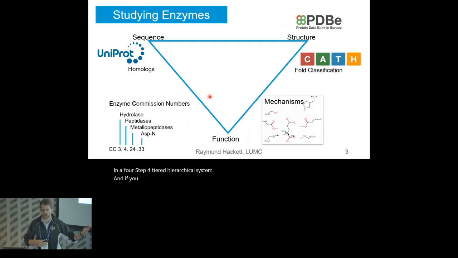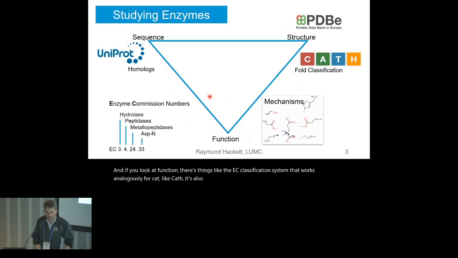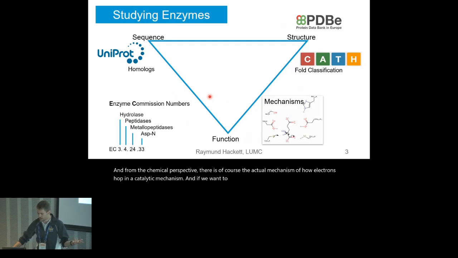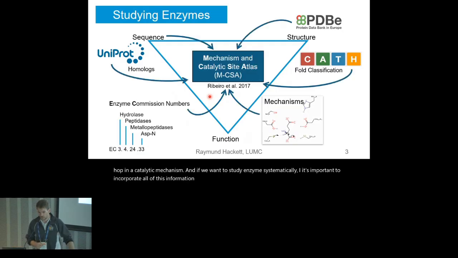And if you look at function, there's things like the EC classification system that works analogously to CATH. Like CATH, it's also a four-tier hierarchical system, but tries to define enzyme mechanisms. And from the chemical perspective, there's, of course, the actual mechanism of how electrons hop in a catalytic mechanism. And if we want to study enzymes systematically, it's important to incorporate all of this information together. And there's a fantastic resource for this, and that's the Mechanism and Catalytic Site Atlas, published by Antonio Ribeiro.